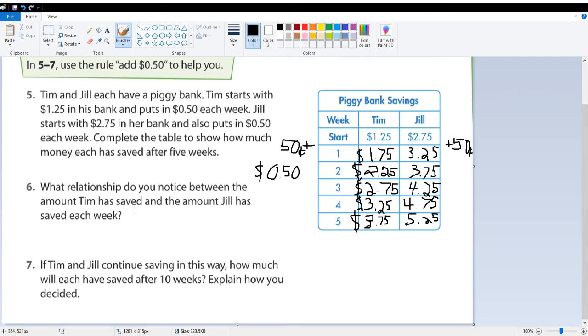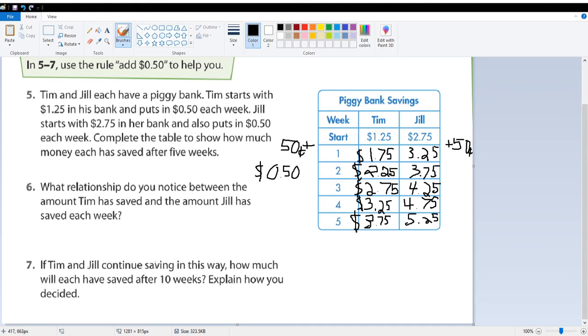So the answer is that Jill always has $1.50 more, because she started with $1.50 more, and they each add the same thing every week. So let's see, 325 plus $1.50, 475. So every single time, Jill has $1.50 more than Tim.